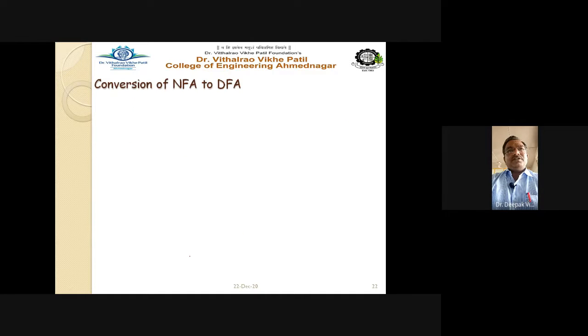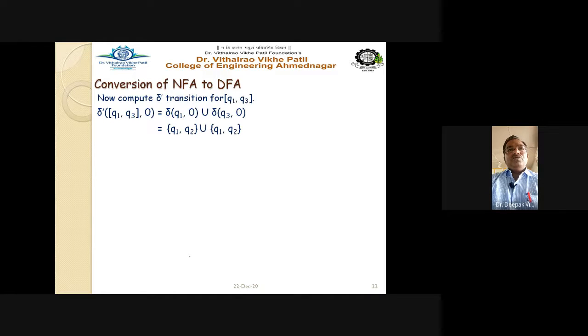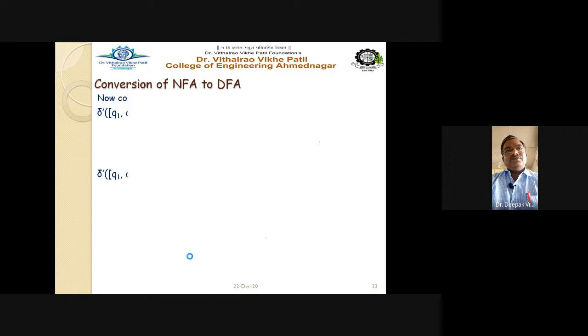Okay. Now take the next state. Compute the delta dash transition for state Q1, Q3. Delta dash Q1, Q3 on 0 equals delta Q1, 0 union delta Q3, 0, which gives you Q1, Q2, which is not a new state. Q1, Q3 on 1: you will find here both the states are phi. There is no transition from Q1 on 1 as well as Q3 on 1, that's why both are phi. So this is the case, and hence the final transition table for the equivalent DFA is given as, see the transition table here.